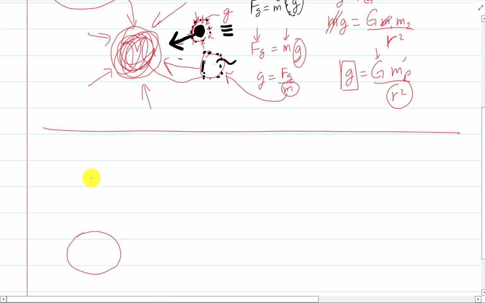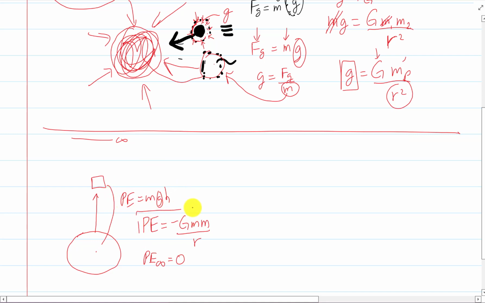If I have an object up here above the Earth, we could calculate its potential energy by mgh, but that is only if g is constant throughout that. If g is not constant throughout it, we just learned that potential energy can be calculated by negative GMm over r. Of course, this is when potential energy at infinity is equal to zero. So there has to be an infinite point there. But the idea here is we have potential energy.